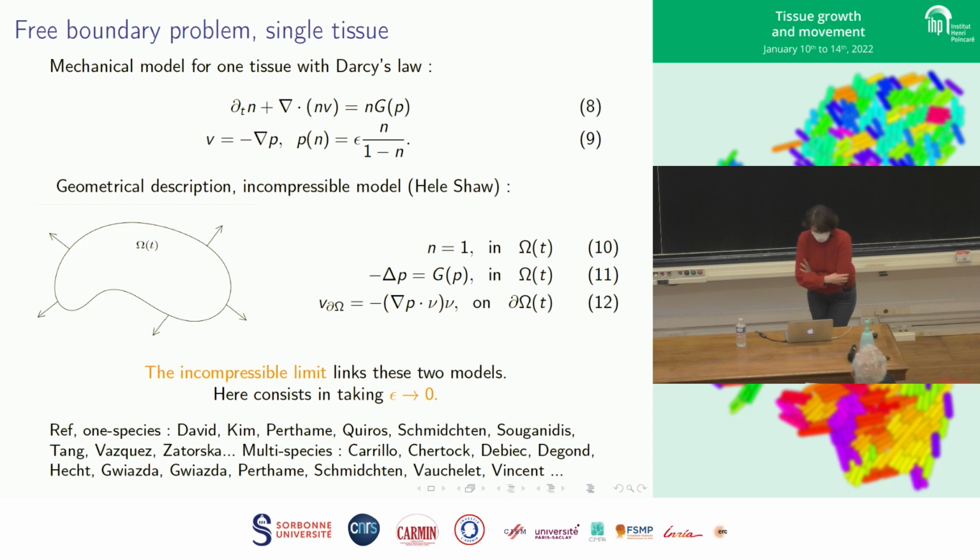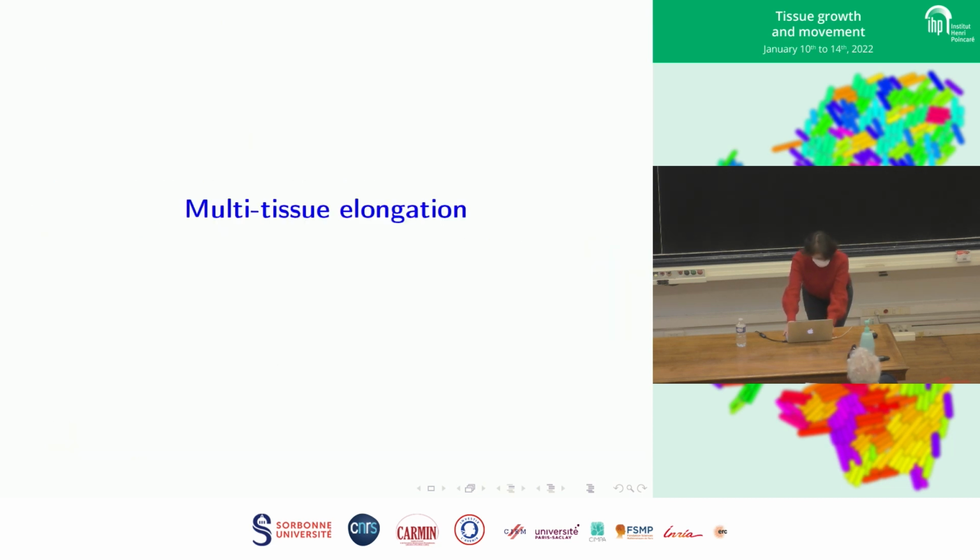Okay, so well, I'm not sure I cited everyone, but many people worked on incompressible limits from this type of model to this type of model for one species or two species, different laws for the velocity, singular pressure or not, and also adding nutrients and other variants.